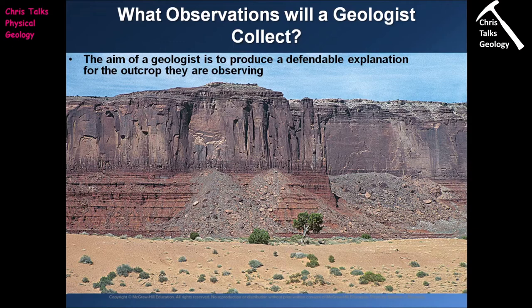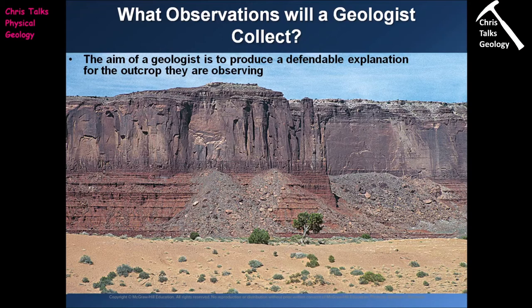So in chapter 2 it's mostly focused on the collection of data and how geologists analyse the data that they collect in the field and in the lab. So to begin with, one of the primary ways that a geologist will collect data is by doing field work, so going out into the field and finding outcrops of rock and analysing them.